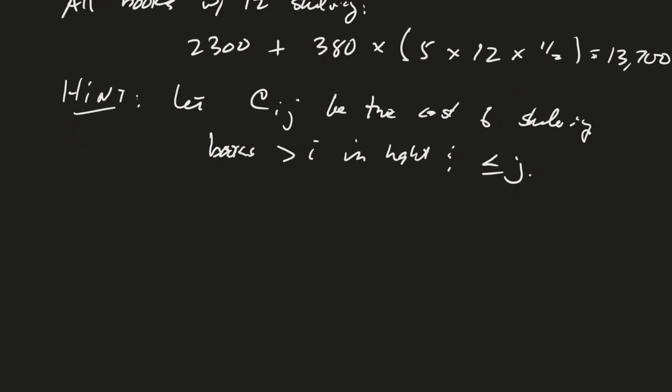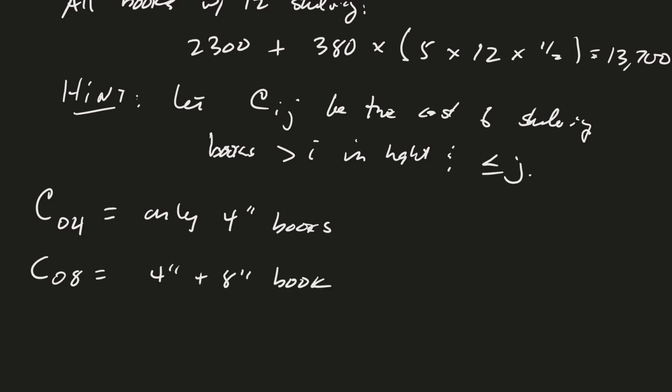So what do we mean by that? For example, C04 would be only 4-inch books. We'll go ahead and compute that in just a second. How about C08 then? That would be 4-inch plus 8-inch books, right? And then C012 would be all the books, 4 inches plus 8 inches plus 12 inches. Good. And actually, that's what we already computed, right? So this is going to be 13,700. So let's go back and see if we can compute these other ones.